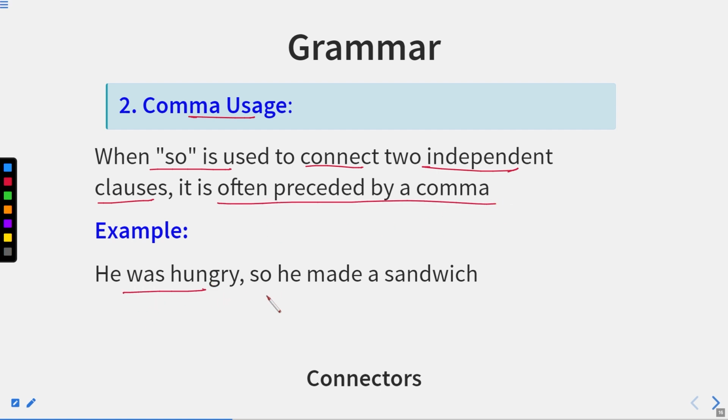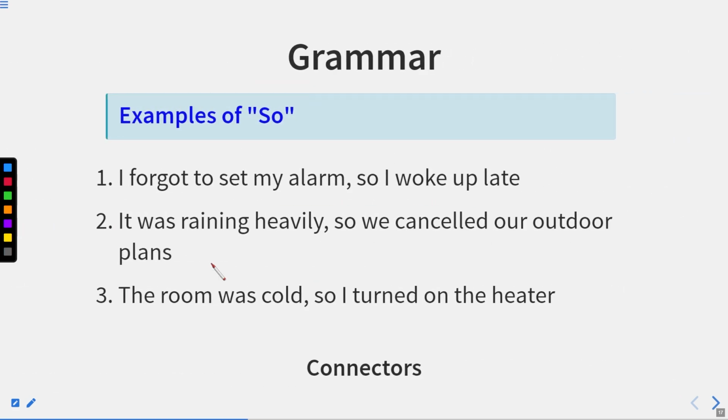He was hungry, so he made a sandwich. So we are just putting a comma over here. We can also skip it. It is just like the punctuation mark. Examples of so. I forgot to set my alarm, so I woke up late. Now you can see a comma over here.